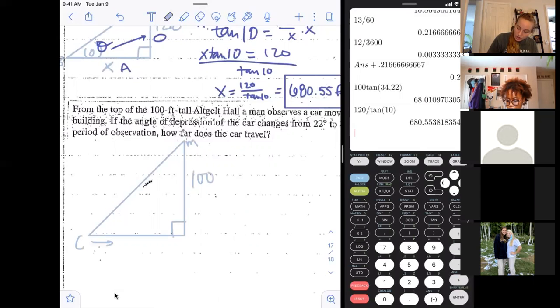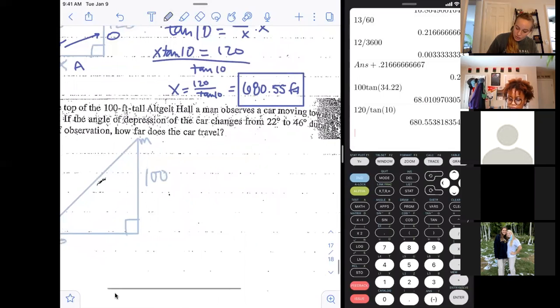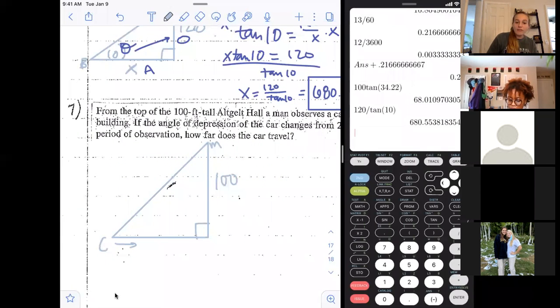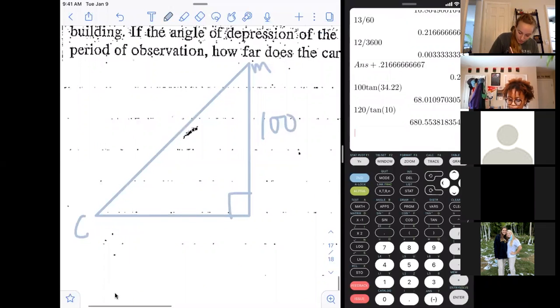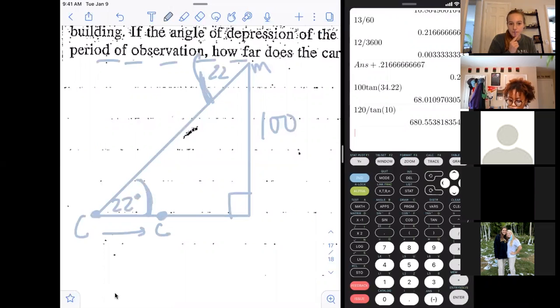If the angle of depression of the car changes from 22 to 46 during the period of observation, how far does the car travel? So essentially, as he's sitting there watching it, the car goes from here and it moves closer to the building, and now it's here. The angle of depression when he first starts observing the car is 22. So that means that this far angle is 22 degrees away. I feel safe about doing that. That's fine. That's stuff we've done before.